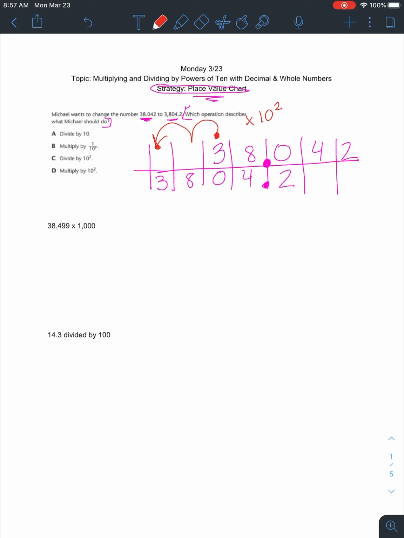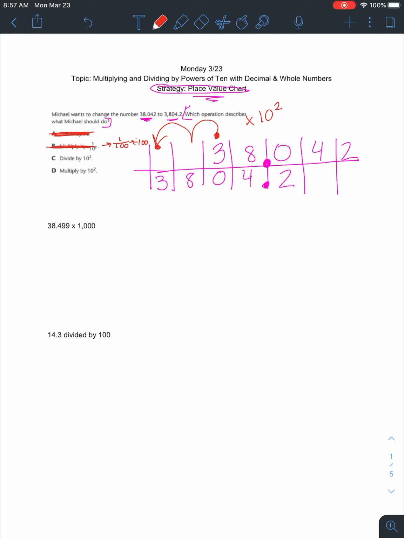Now let's look at our answer choices. A says divide by 10. Since I know that I was moving to the left, I'm multiplying, and that's not an answer choice. B says multiply by 1 over 10 to the power of 2. I know this is the same as multiplying by 1/100ths. Since my number actually got larger and not smaller, I didn't multiply by a fraction. Multiplying by 1/100ths is the same thing as dividing by 100, and that's not what we did in this problem.